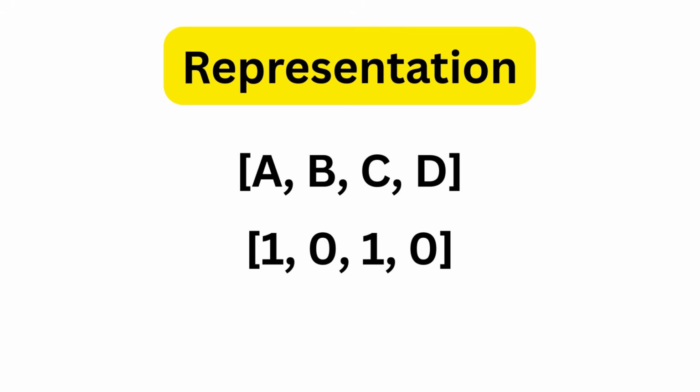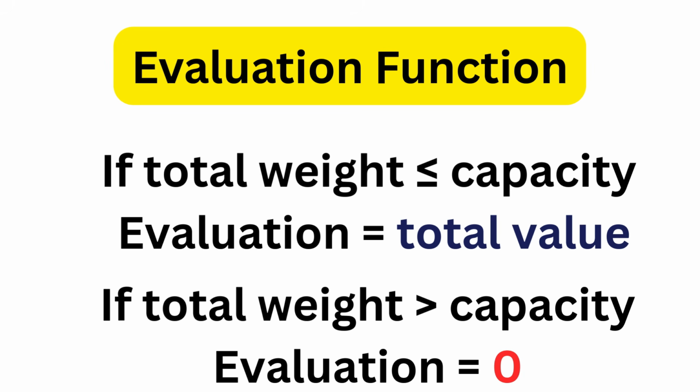Here we represent each state, that is the combination of items, as a binary string A, B, C and D. 1 means the item is included and 0 means the item is left behind. 1001 means we are carrying items A and D. Now let's talk about the evaluation function. If the total weight stays within the capacity, the score equals the total value. If the total weight exceeds the capacity, the score becomes 0.